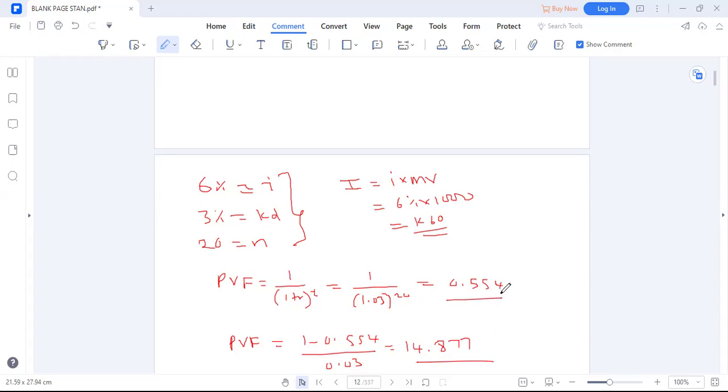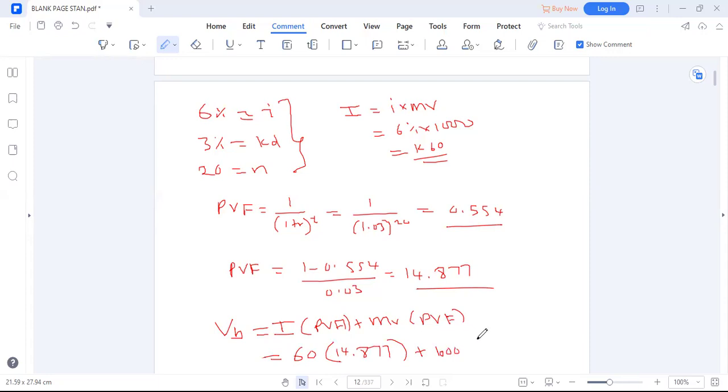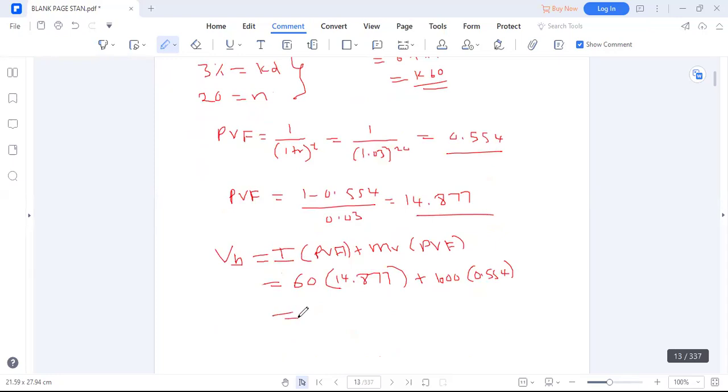So with these, which we can also get from our tables, we will now find the value of the bond. So we have the present value annuity, the maturity value, the present value factor. Here we had what? 60. In this case, the annuity factor, 14.877. Our maturity value is 1,000, and the interest factor is 0.554. So collectively, we're calculating the value of the semi-annual bond. So here we're going to get 1,446.62. So this is how we find the value of the semi-annual bond.